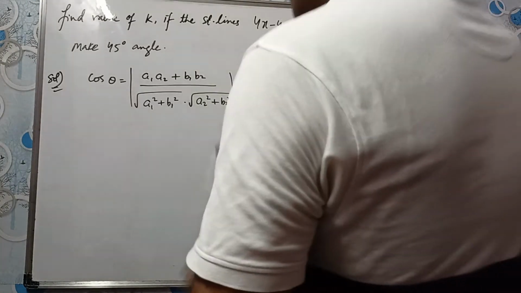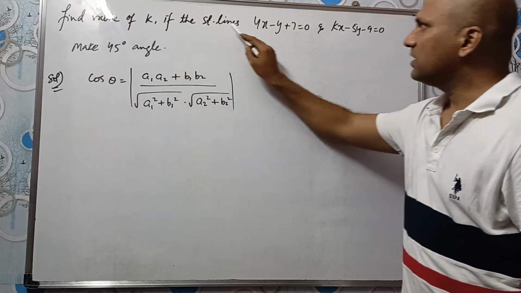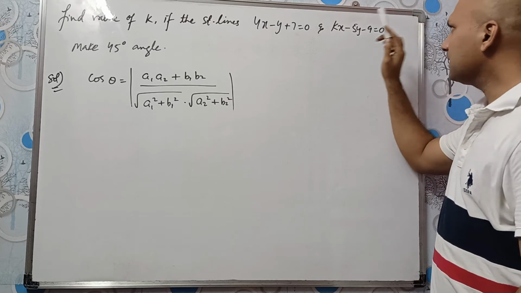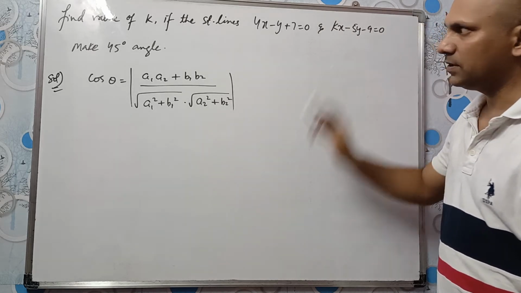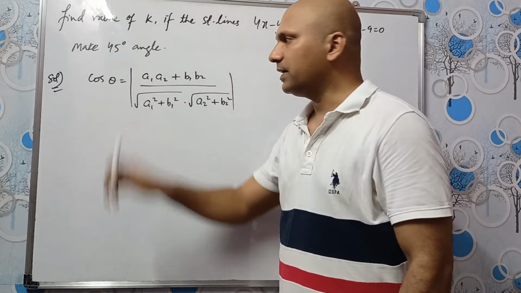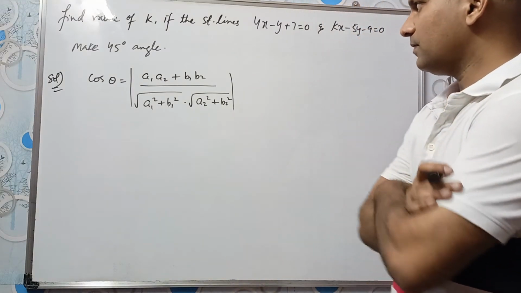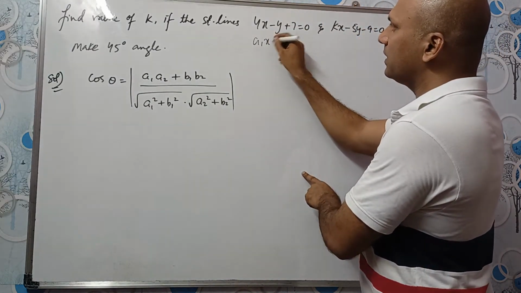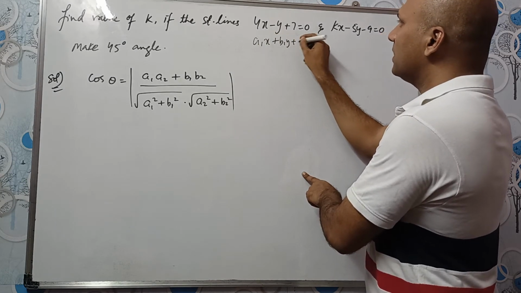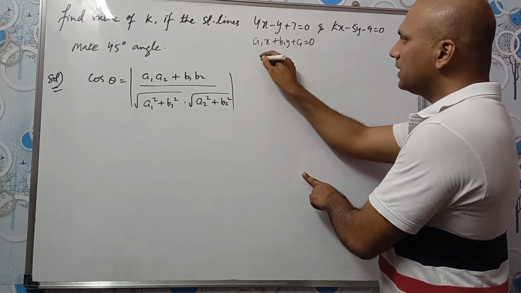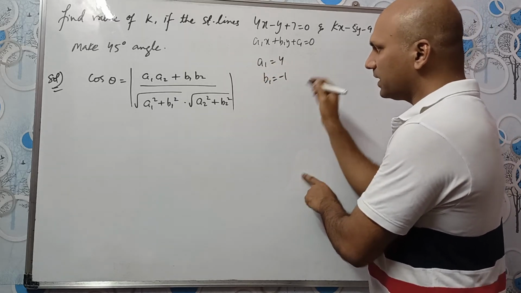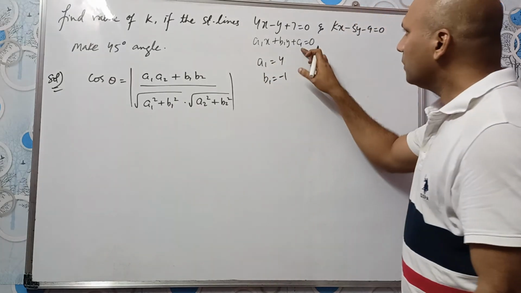Okay. Find the value of k if the straight lines 4x minus y plus 7 equal to 0 and kx minus 5y minus 9 equal to 0 make a 45 degrees angle with each other. If you compare this first equation with a1x plus b1y plus c1 is equal to 0, a1 will be equal to 4 and b1 will be equal to minus 1. We don't need c1, right?